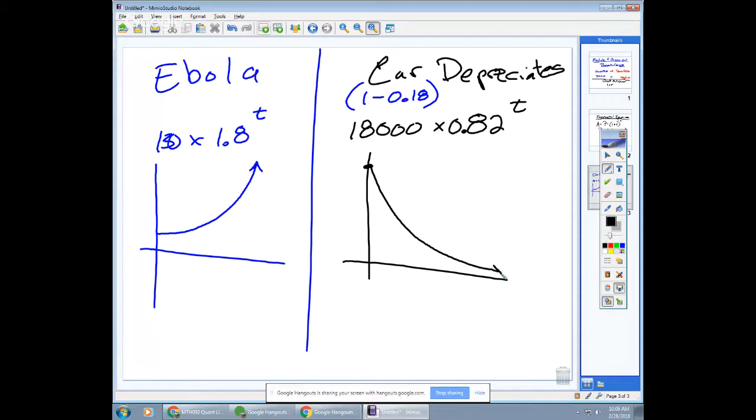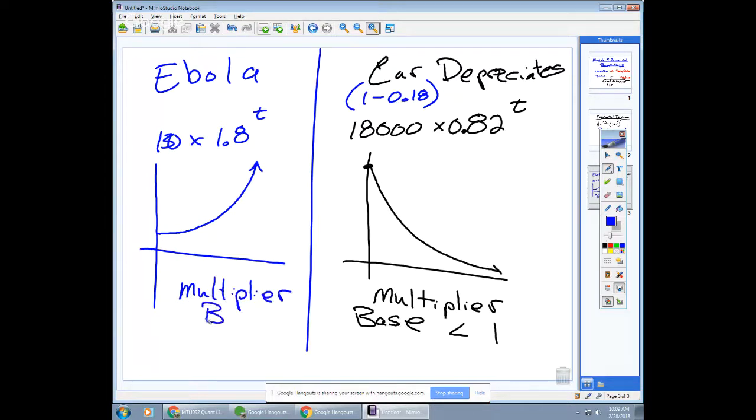So in the case of depreciation, the multiplier, which is also the base in this case, is going to be less than 1. In the case with a growth rate like Ebola, our multiplier, which is the base of the exponential, that base is going to be greater than 1. Because we added something to 100%. So those are our two cases that we're playing around with.